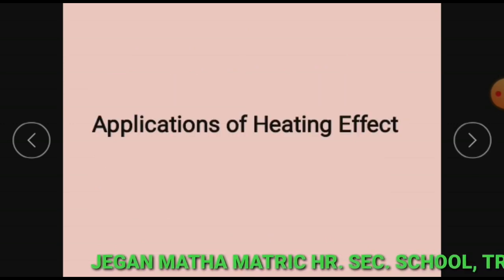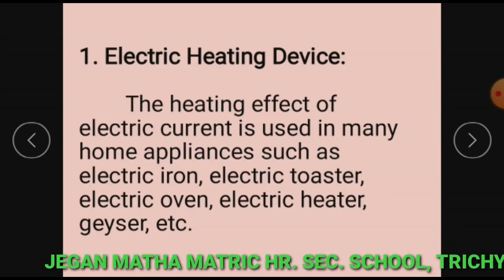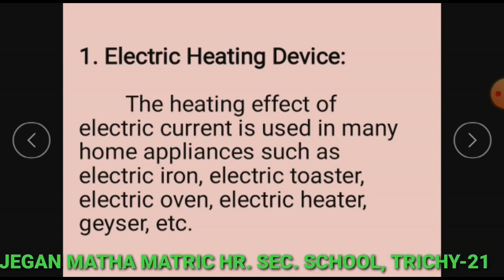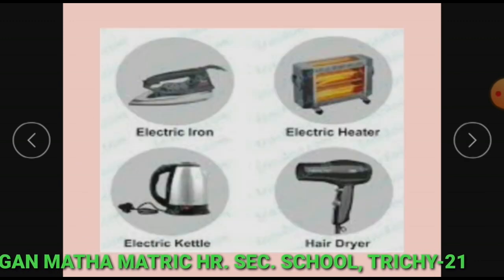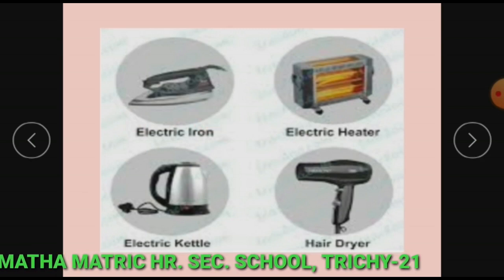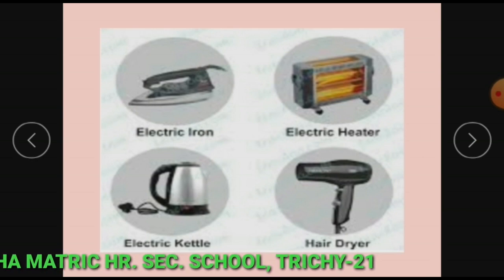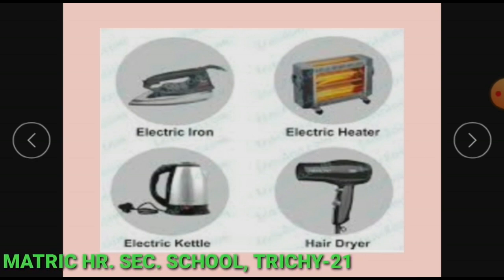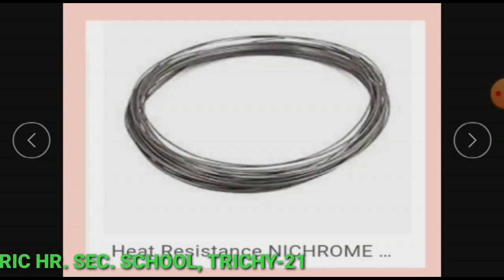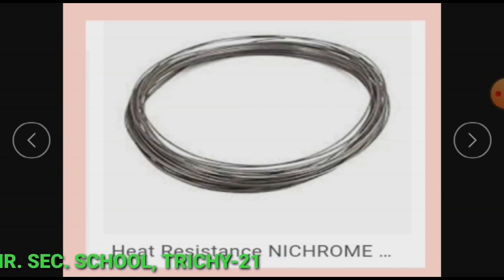Applications of heating effect. One, electric heating device. The heating effect of electric current is used in many home appliances such as electric heater, electric iron, electric toaster, electric oven, hair dryer, etc. In these appliances, nichrome, which is an alloy of nickel and chromium, is used as the heating element.